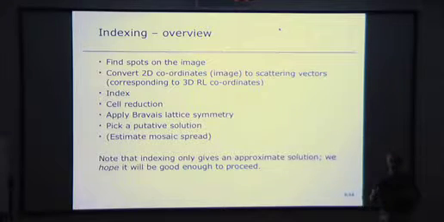And then it's useful, following that, to get an idea of the mosaic spread of your crystal. And that's very useful because the refinement and the integration make use of that information. And then, as I say, the indexing just gives us an approximate solution, and we hope it'll be good enough to proceed. The way to check that is actually to look at the predictions the programs give you superimposed on your images. And you want to make sure that the predictions actually do lie over the spots, the diffraction spots that appear on your image.